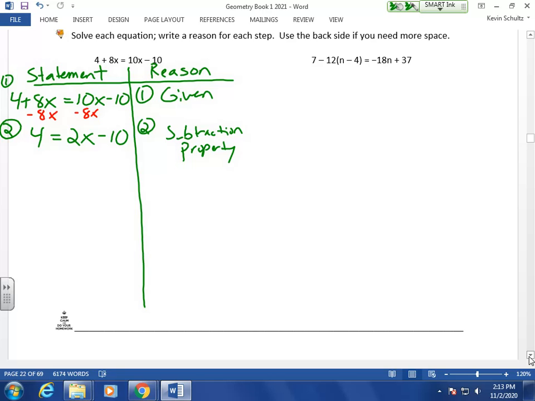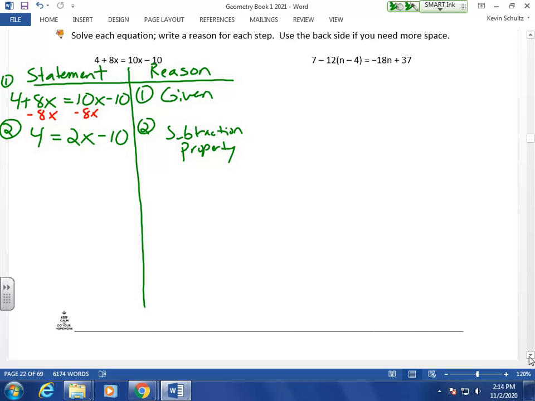Luke? Yeah, so for the reasons, are we just only going to be putting like subtraction property, division property? Oh. Yes. Okay. The reasons can only be definitions, properties, postulates, theorems. Okay? These are not a place for opinions or conjectures, right? This is a very deductive reasoning proof. This is a proven fact. The subtraction property is a fact that we can use it. Yeah.